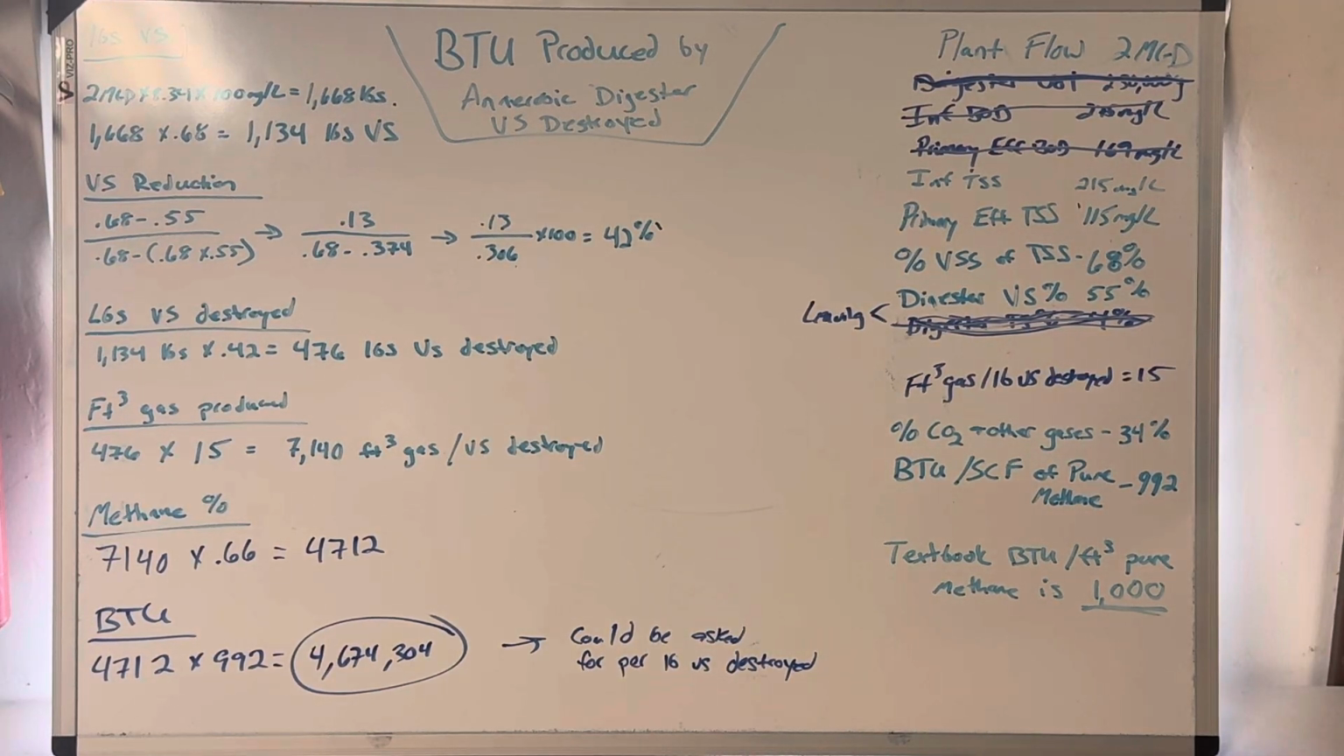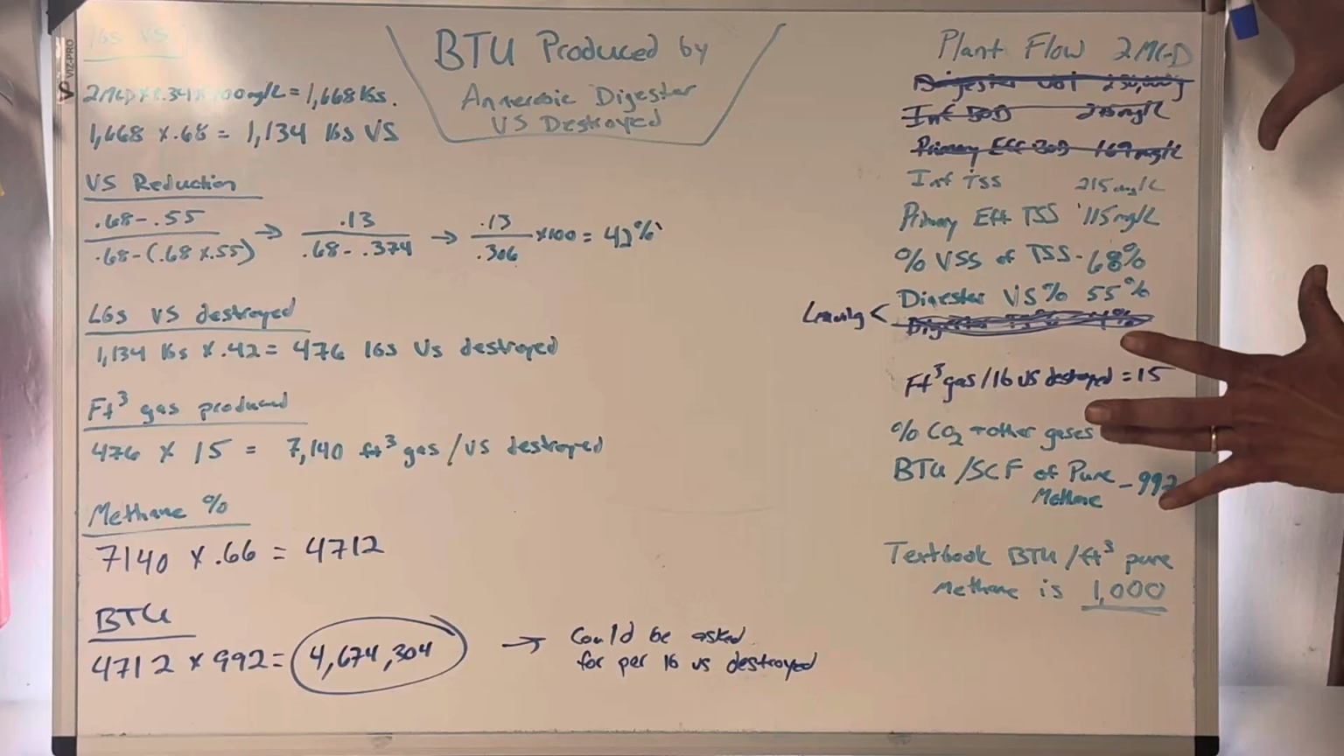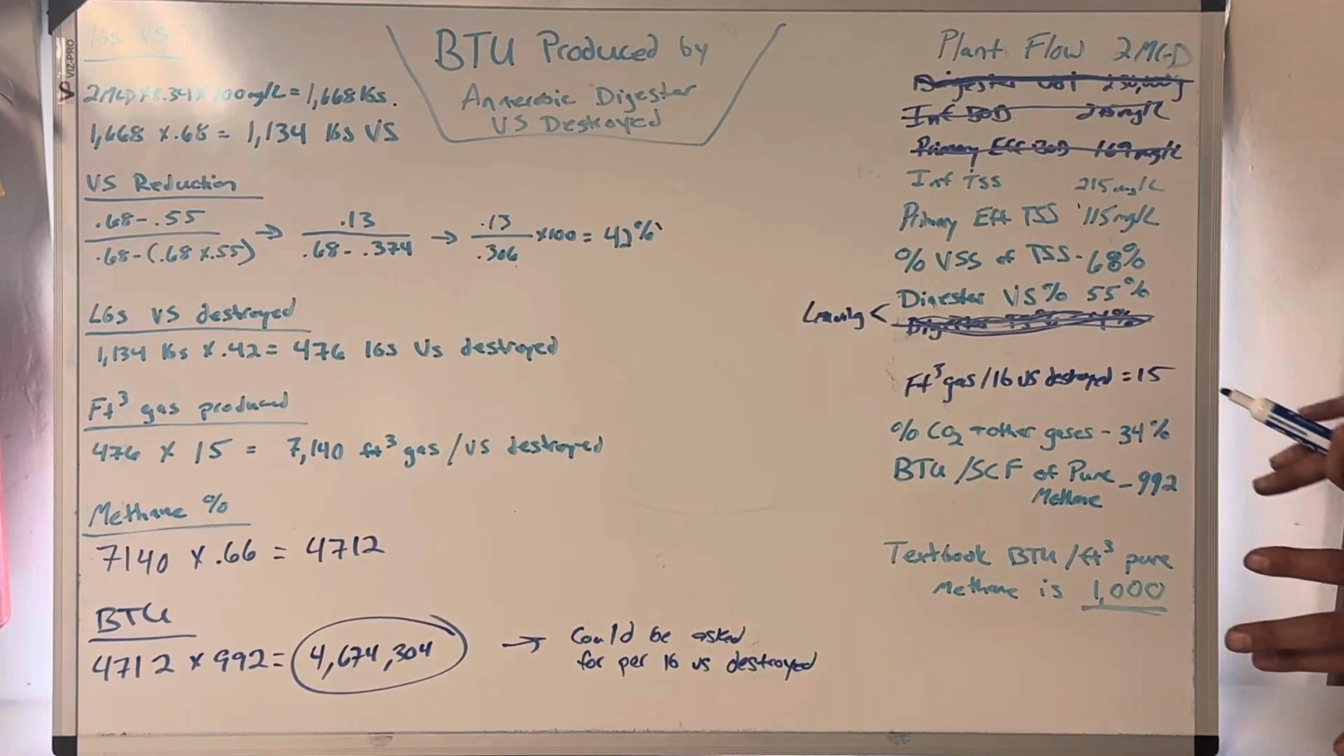Cubic feet of gas per pound of volatile solids destroyed, I need that. Percent CO2 and other gases, I need that. BTUs, I need that. Okay, cool. We have what we need for the whole math problem right here. We crossed out the stuff we don't need.